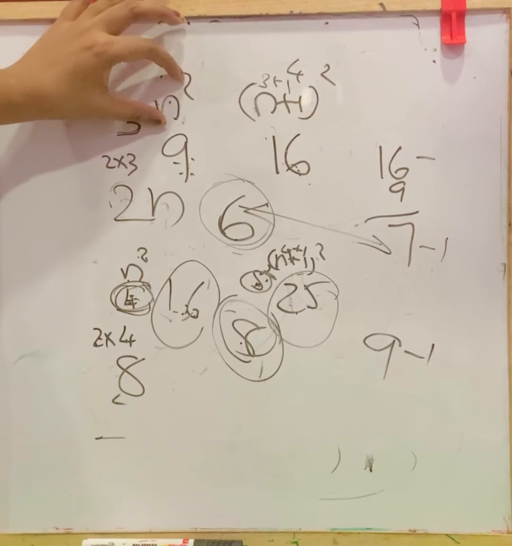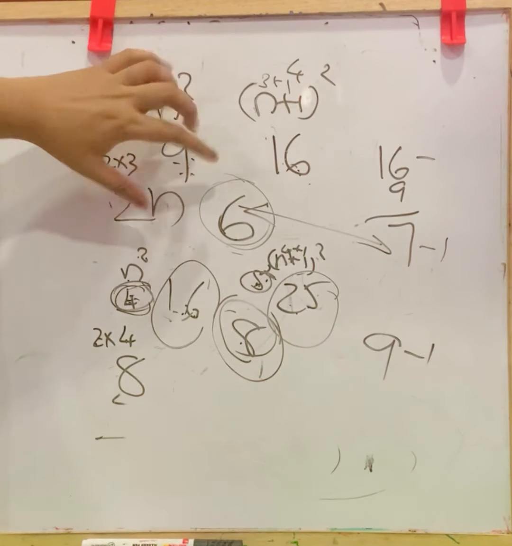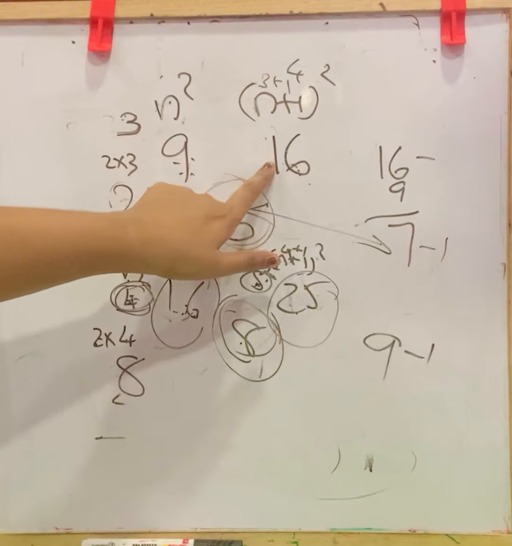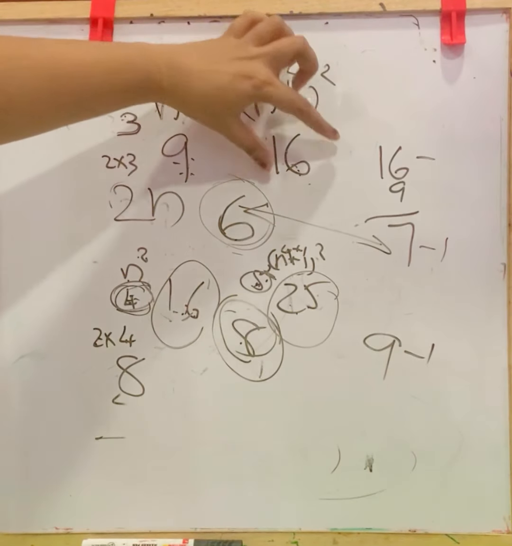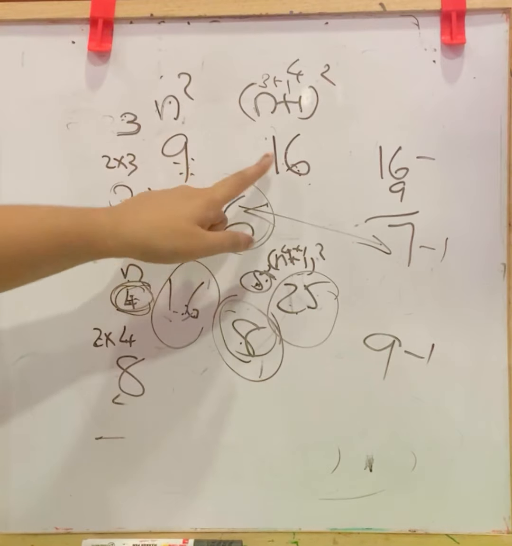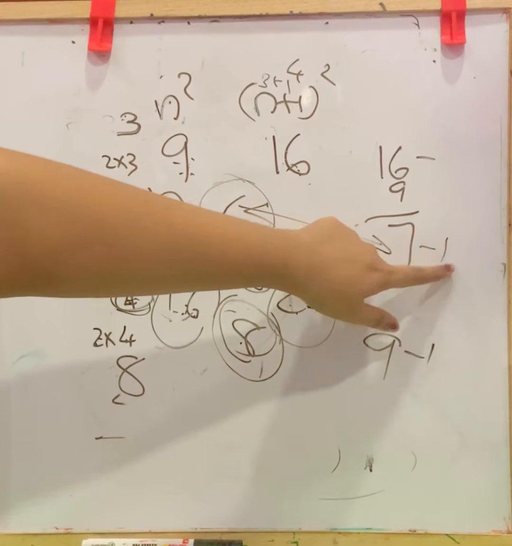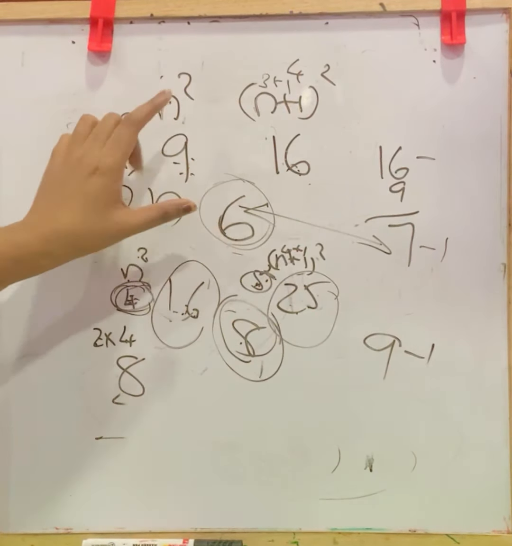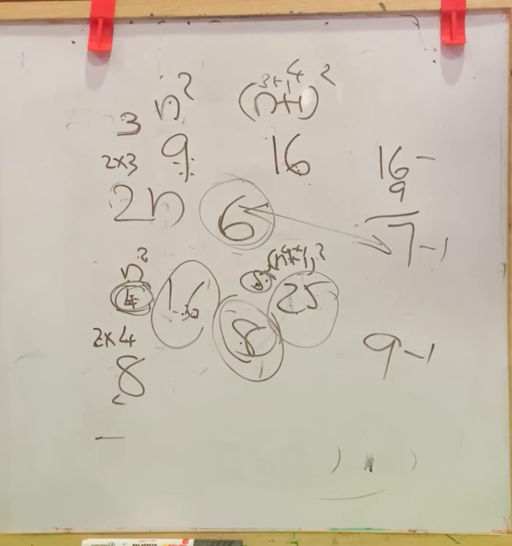If you are considering square roots, we can say 2n numbers are in between these square numbers. If you are considering the square numbers themselves, then first we have to find the difference, then minus 1. That many numbers are lying between these two square numbers.